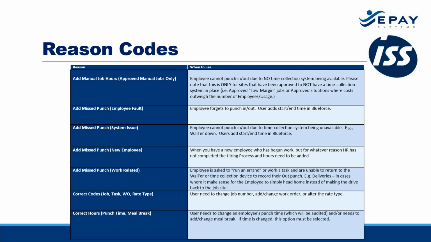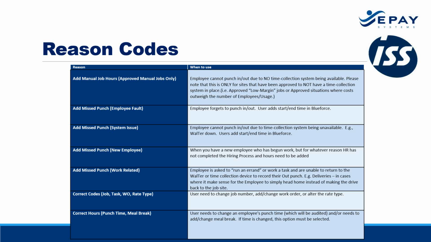The next couple are add miss punches because of different reasons. The first one is employee fault. Employee fault basically says the employee forgets to punch in or out. The Blueforce user will then add the start and end time in Blueforce.